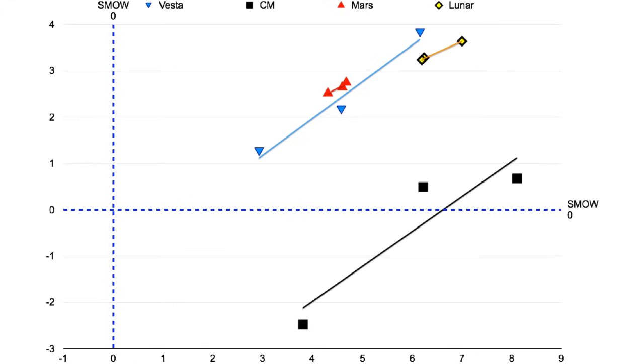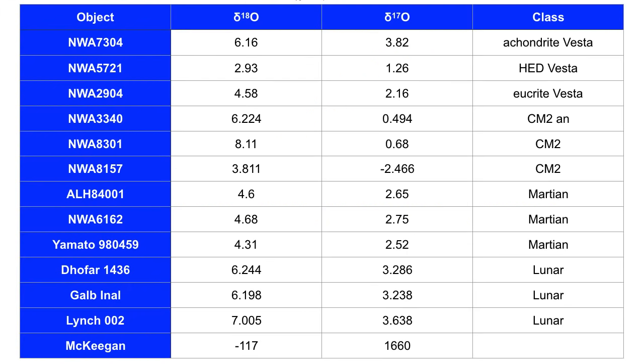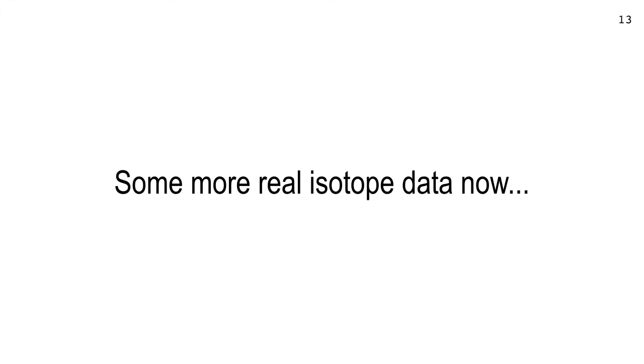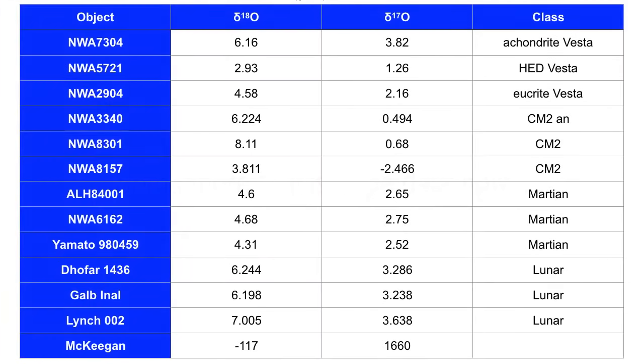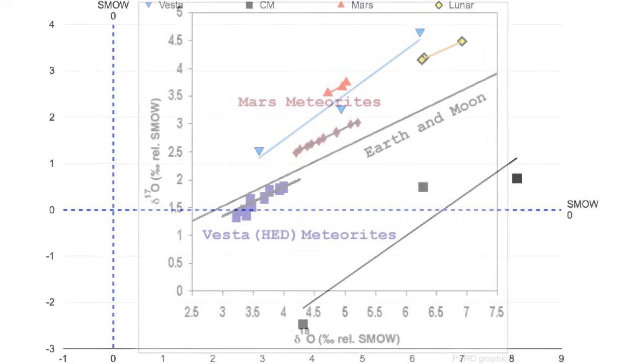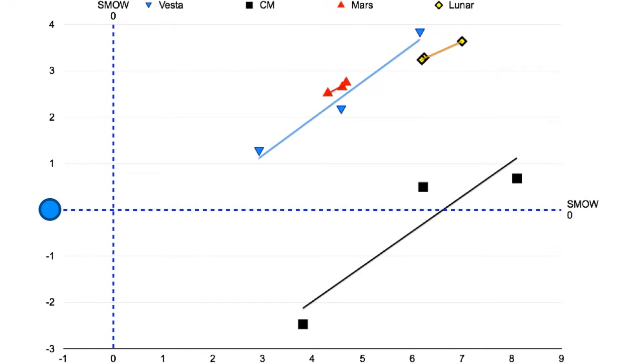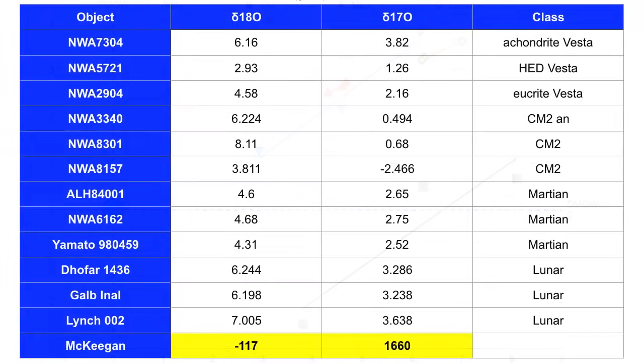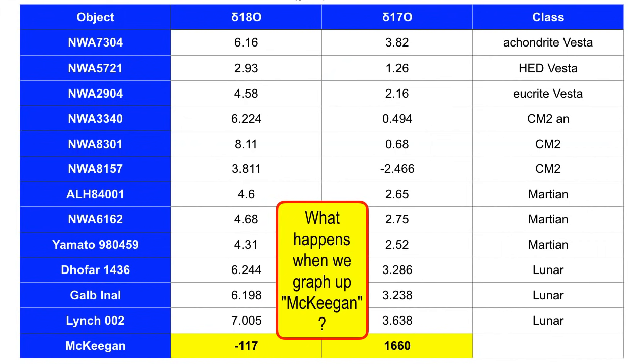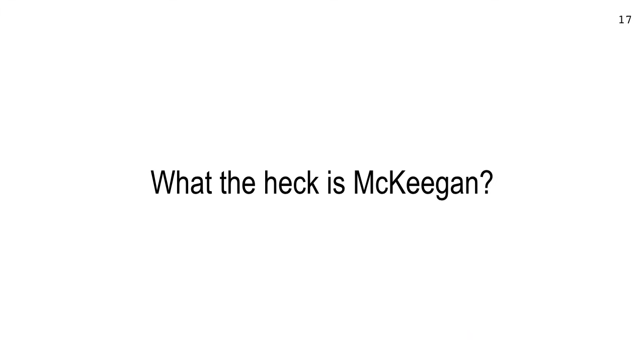All right, so here's my graph again, and here's my table. Oops, I'm going backwards. Let's go through this again. Okay, here's oxygen. Now we're going to graph up McKeegan. But before we do that, I want to answer this question.